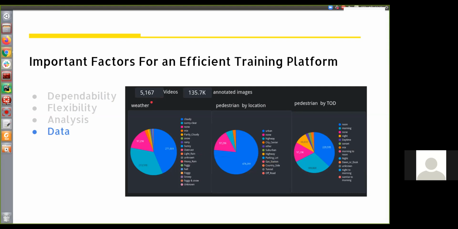Here, you can see a screenshot of statistics of weather conditions in some 5,000 videos, also locations and time of day. And tools like this enable us to know, do we have enough pedestrians walking in the rain in rural environments wearing black clothes? Are we missing road markings next to construction sites? The more we know, the better our product will be.